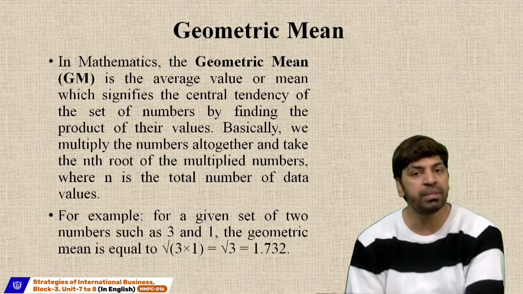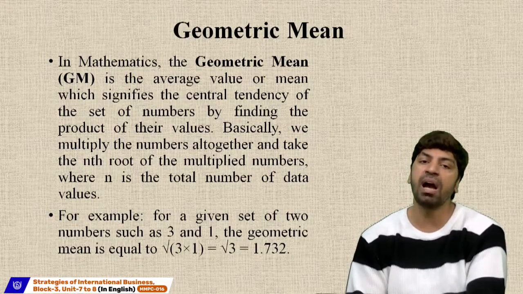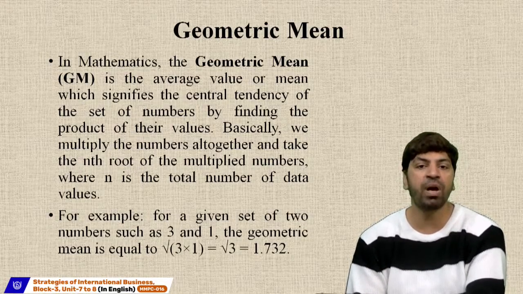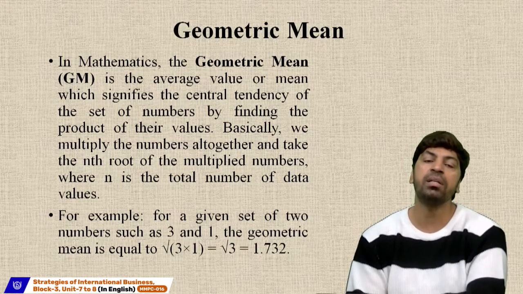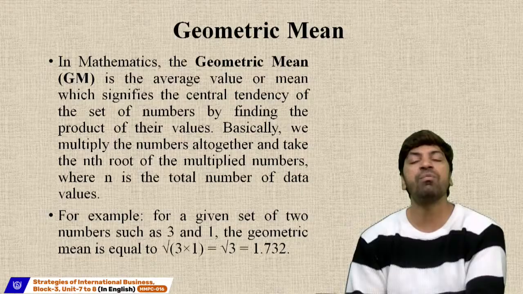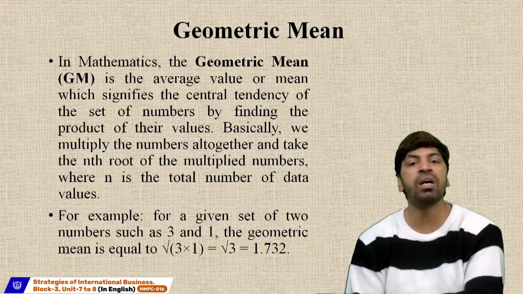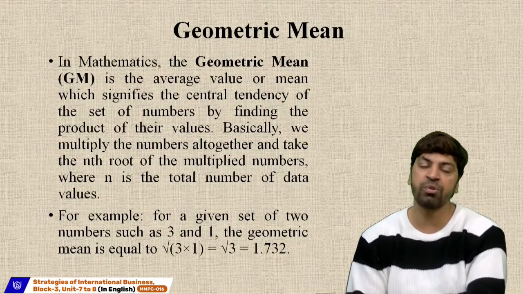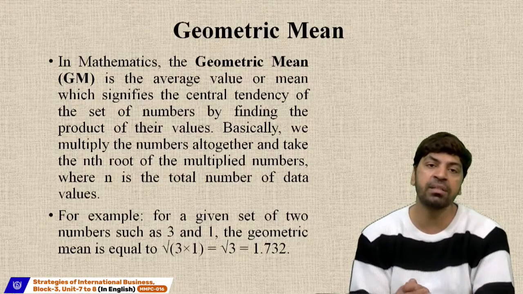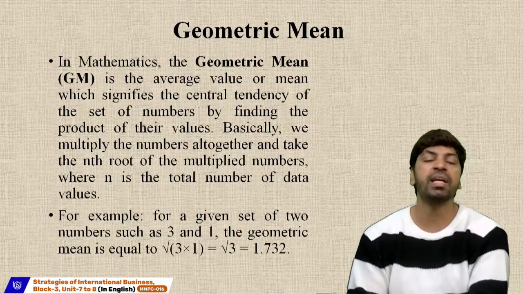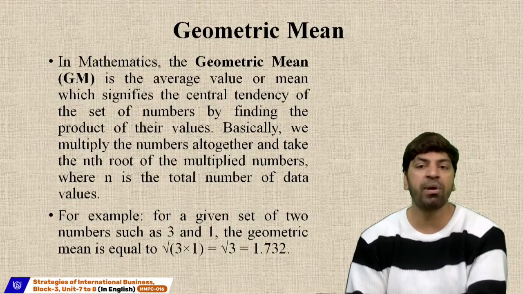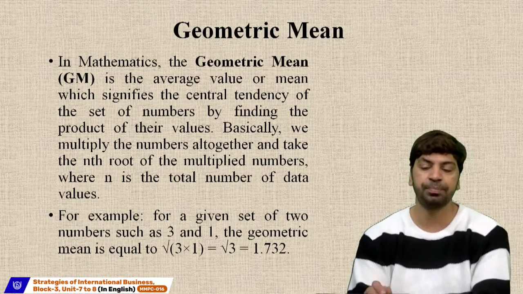For example, for a given set of two numbers such as 3 and 1, the geometric mean is equal to root of 3 into 1, that means root 3, and the root 3 value is 1.732. You can also use a normal calculator and easily calculate this root of 3. You can easily get 1.732.